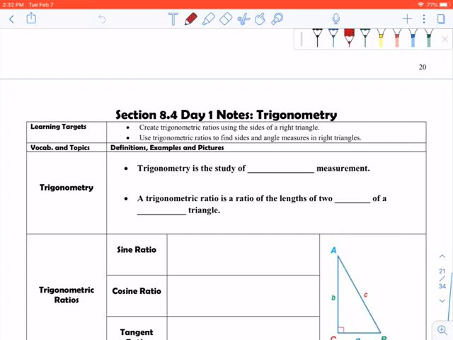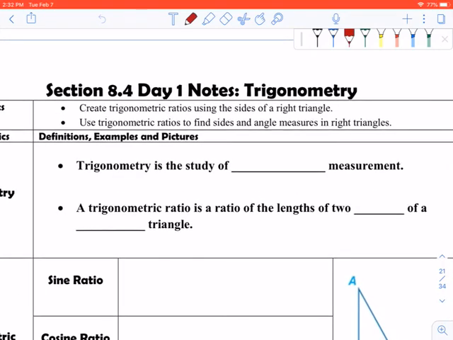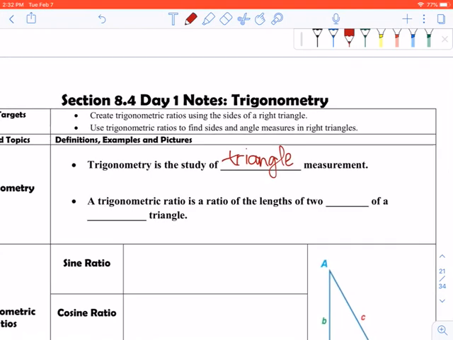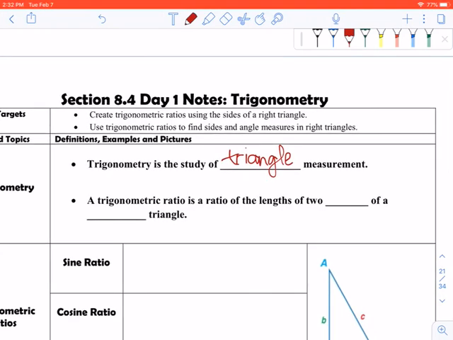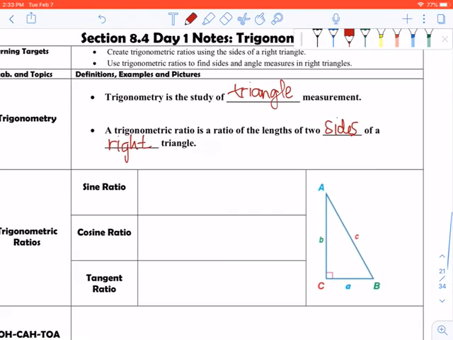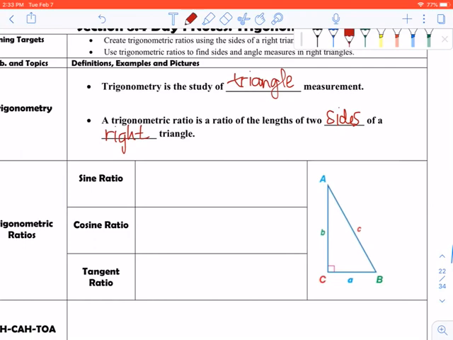So first, what is trigonometry? Because this is a big word. Trigonometry is the study of triangle measurement. And we're going to talk specifically about right triangle trigonometry, so just the study of right triangles. A trig ratio is the ratio of the lengths of two sides of a right triangle. So these are our three trig ratios. We have the sine ratio, cosine ratio, and the tangent ratio.